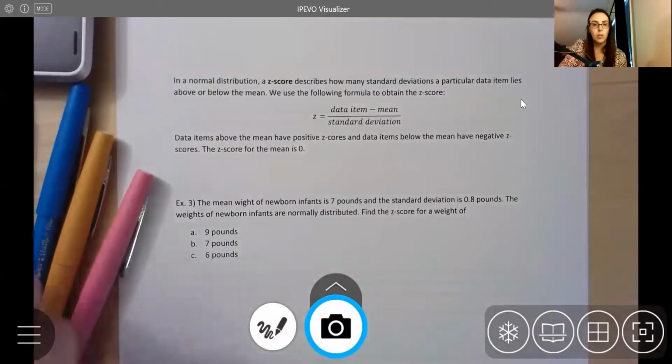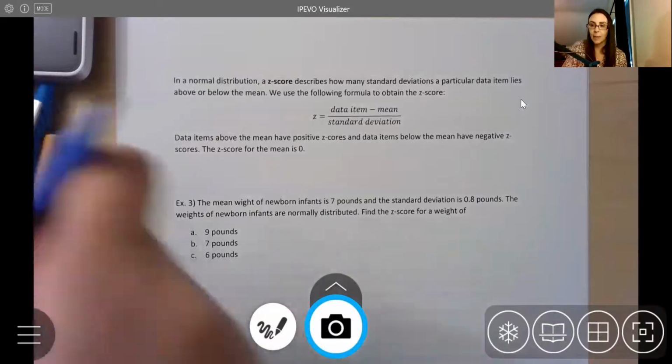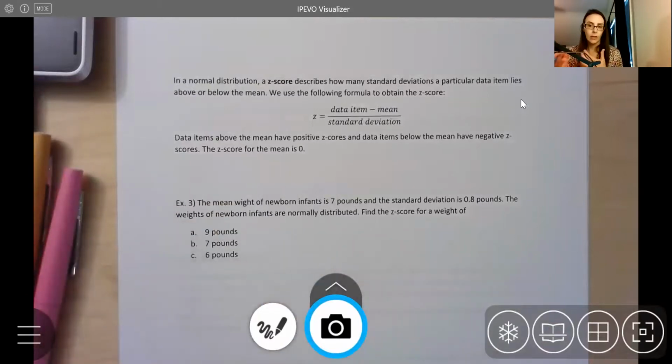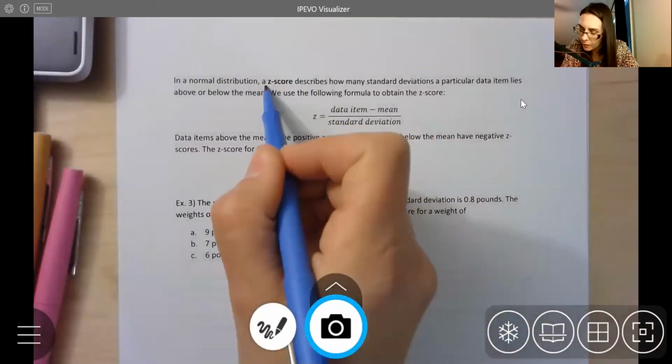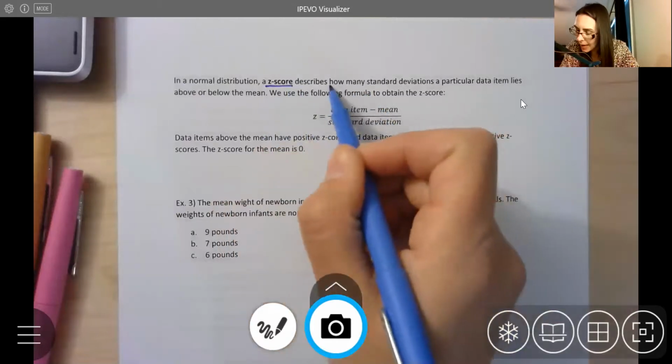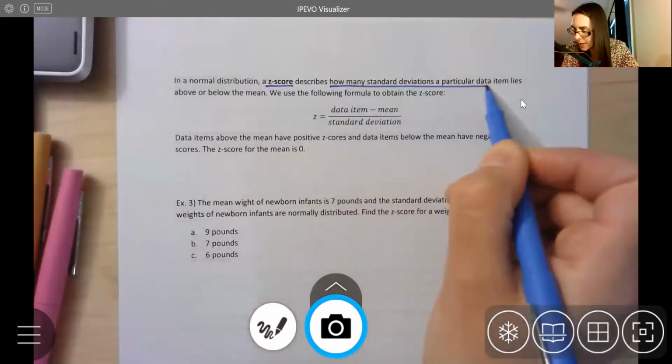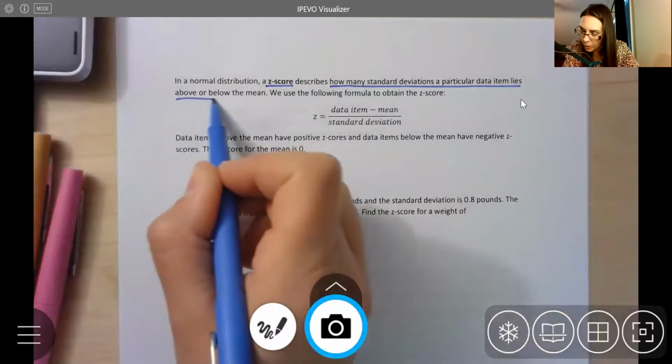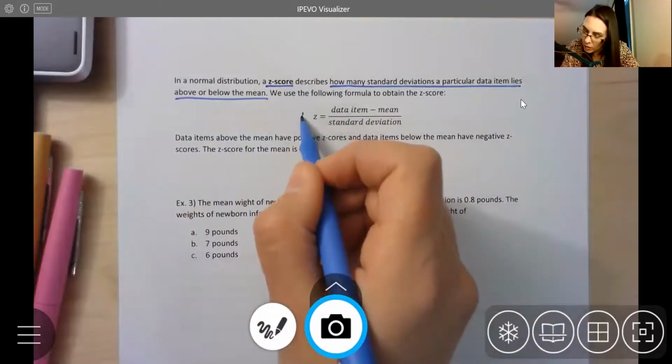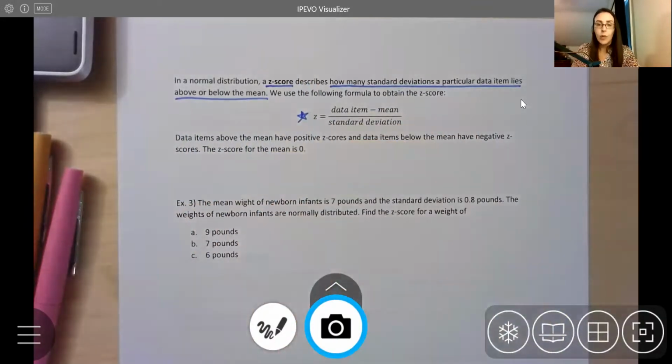Now, in a normal distribution, there is a special type of data point, or a unit really, that we refer to as a z-score. And it describes how many standard deviations a particular data item lies above or below the mean. And we can use the following formula to obtain the z-score.